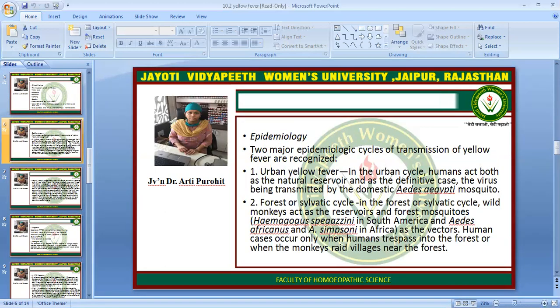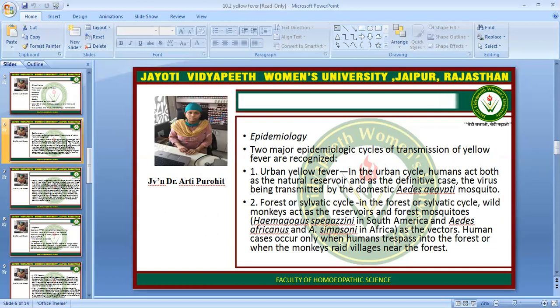Epidemiology: two major epidemiological cycles of the transmission of yellow fever are recognized. One is the urban yellow fever and the second is the forest or sylvatic cycle. In the urban cycle, humans act both as a natural reservoir and as a definitive host, the virus being transmitted by the domestic Aedes aegypti mosquito.